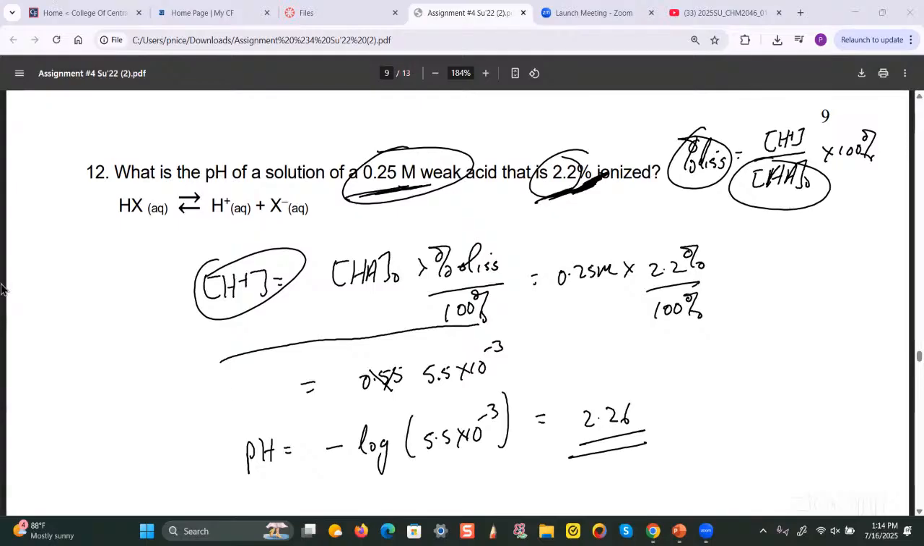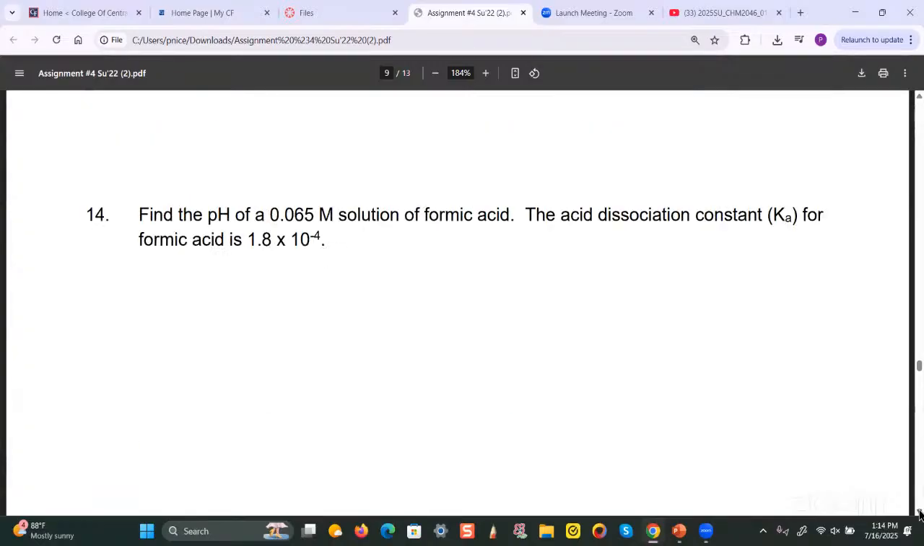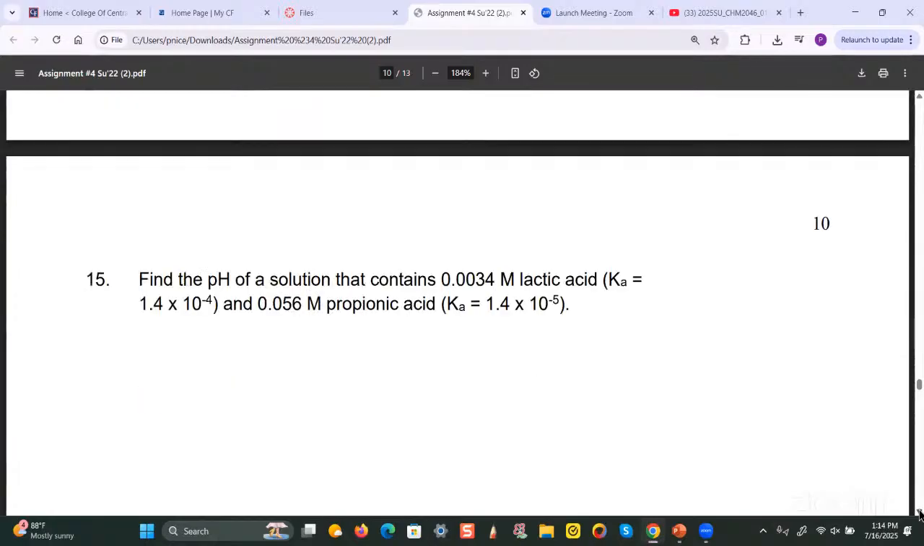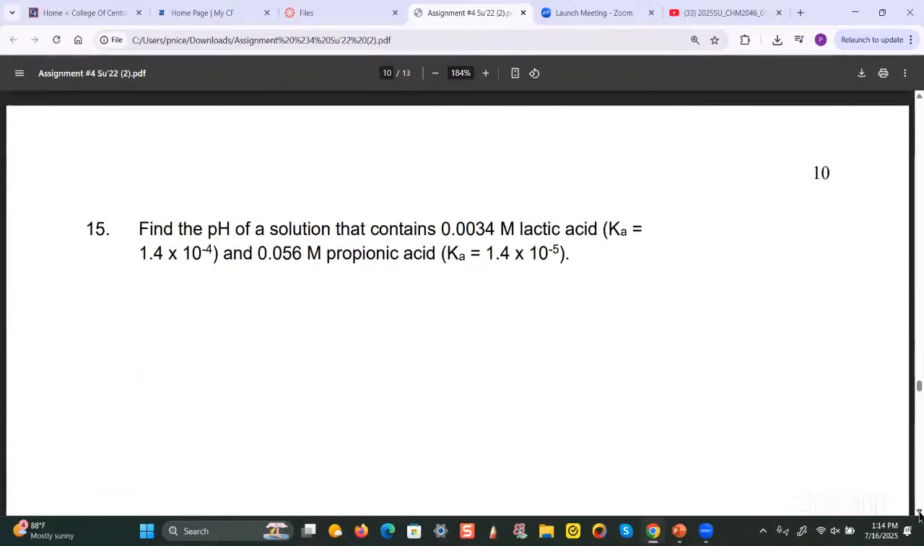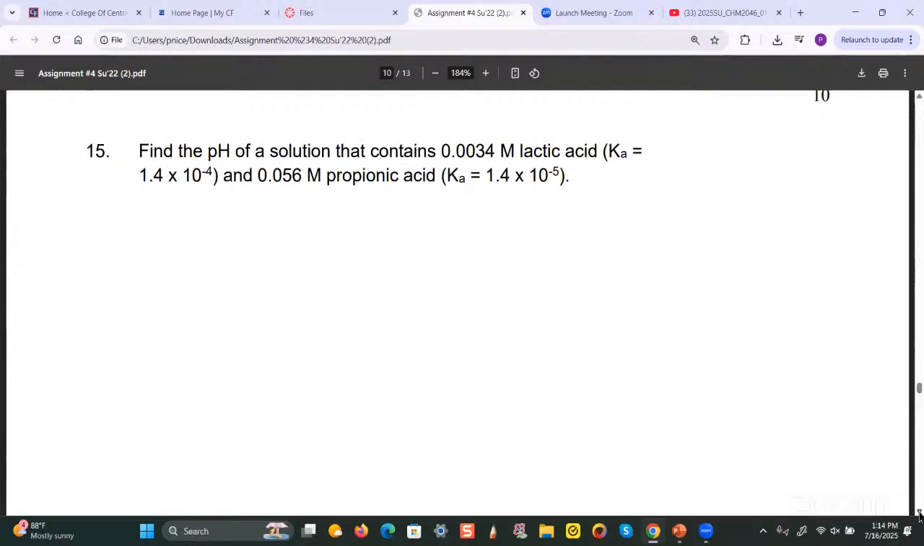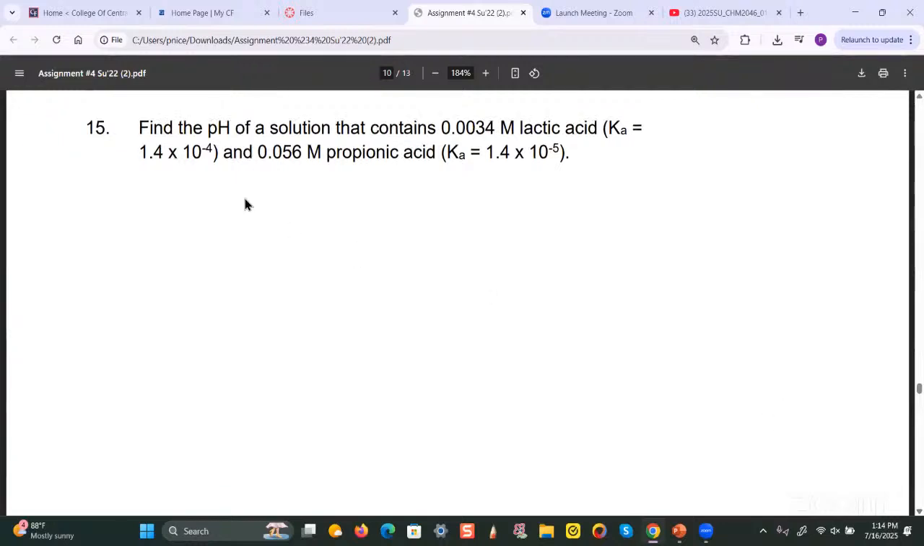All right, let me clear this. Scroll down. Okay, that's a repeat, ignore that. Okay, now this one is going to be very long. It says, find the pH of a solution that contains 0.0034 M lactic acid, and it gives you the Ka value. And also in that mixture, you're going to have 0.056 M propanoic acid, and it gives the Ka value, right?